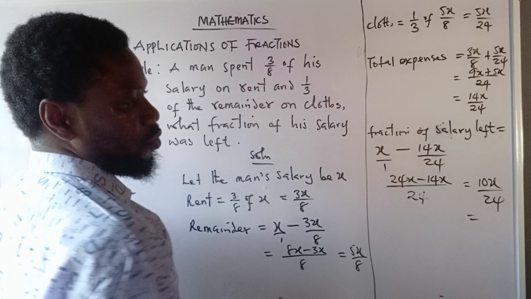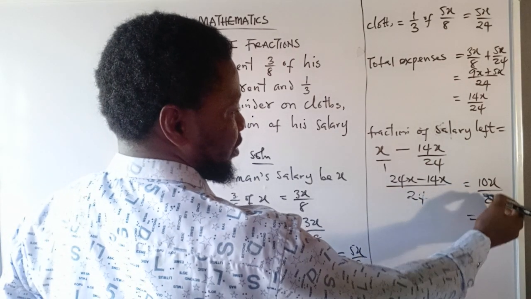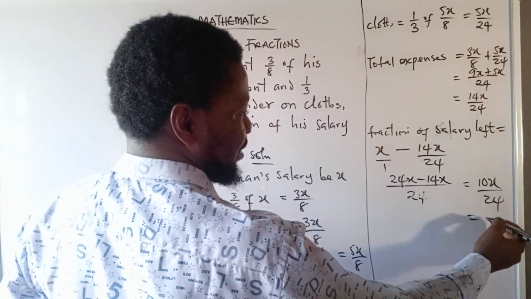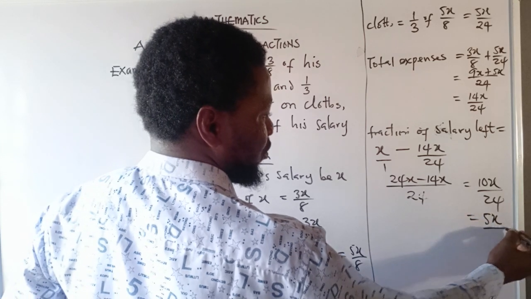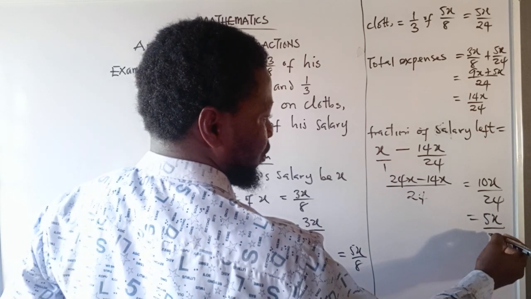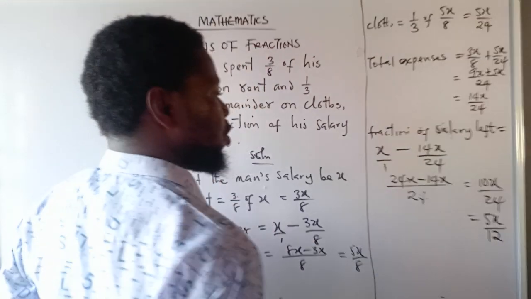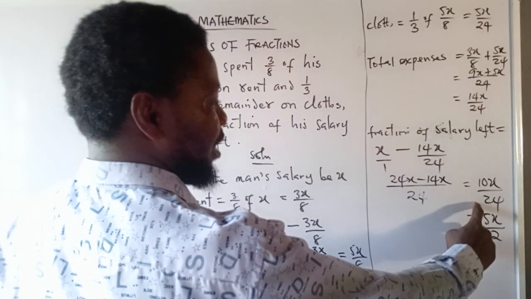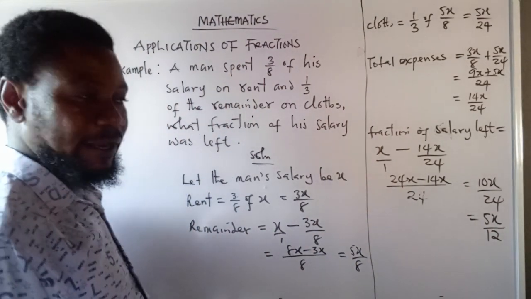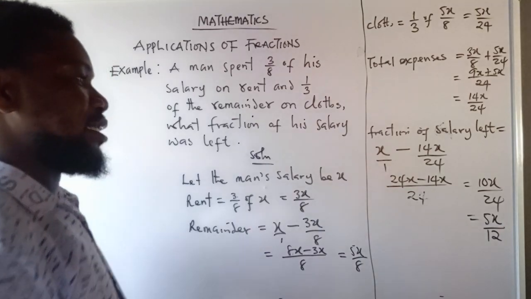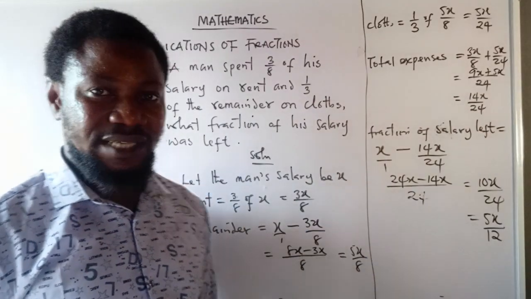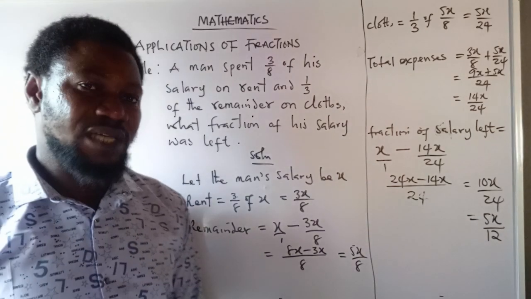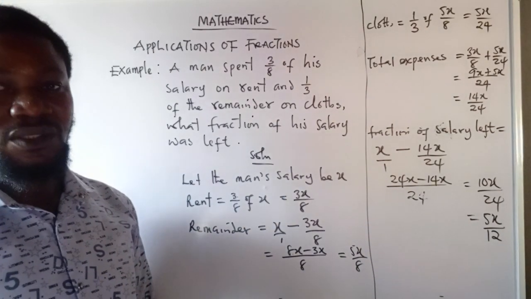So by this, if we reduce this, 2 can divide here. 2 divide 10 will give us 5X over 2 divide 24, we have 12. So you discover that it is 5 over 12 of his salary. So what will be left at the end of the day is 5 over 12 of his salary, left after all the expenses.